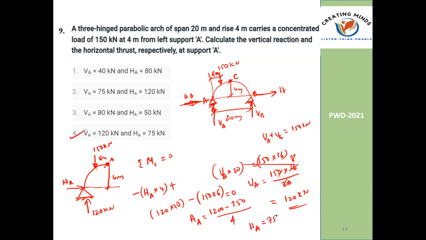Compute HA. Therefore, the option is 75, option 4. Generally they will ask this type of very simple reaction in arches. If I am the setter, I will give 120 here also. In that case, you get confused about which one is right, and you must do this. Okay. Next, we'll move on to the next question.